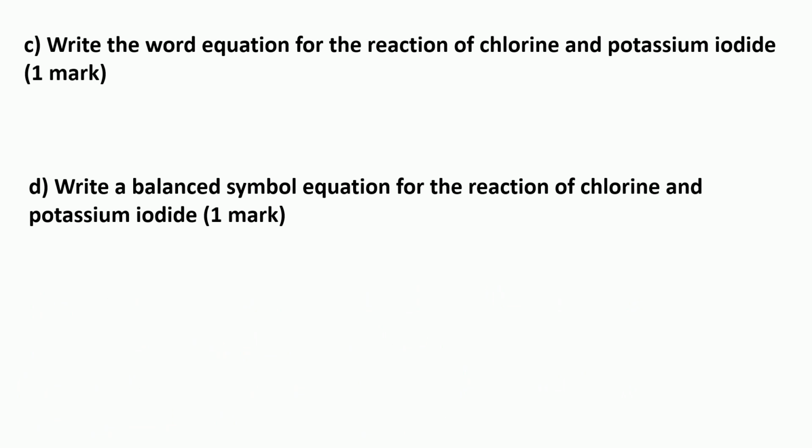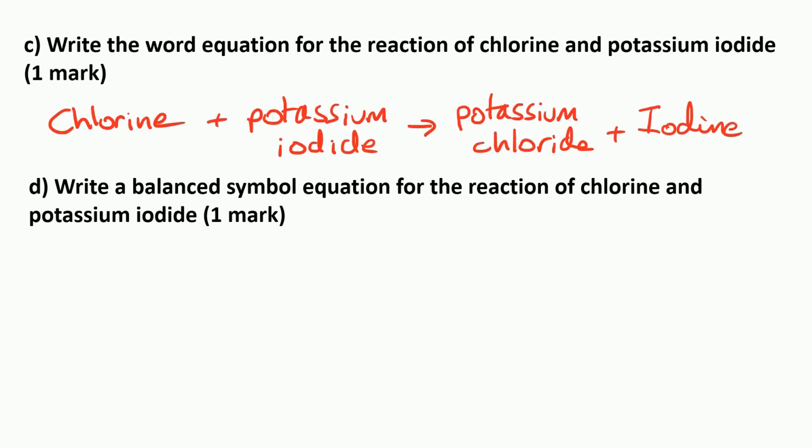So question C, write the word equation for the reaction of chlorine and potassium iodide. And then question D is writing the balanced symbol equation for the same reaction. The word equation, the reactants go on the left, so we've got chlorine and potassium iodide, and then that turns into potassium chloride and iodine. Notice how when the halogen is joined to something else, it changes its name to end in "ide", whereas when it's on its own, it ends in "ine".